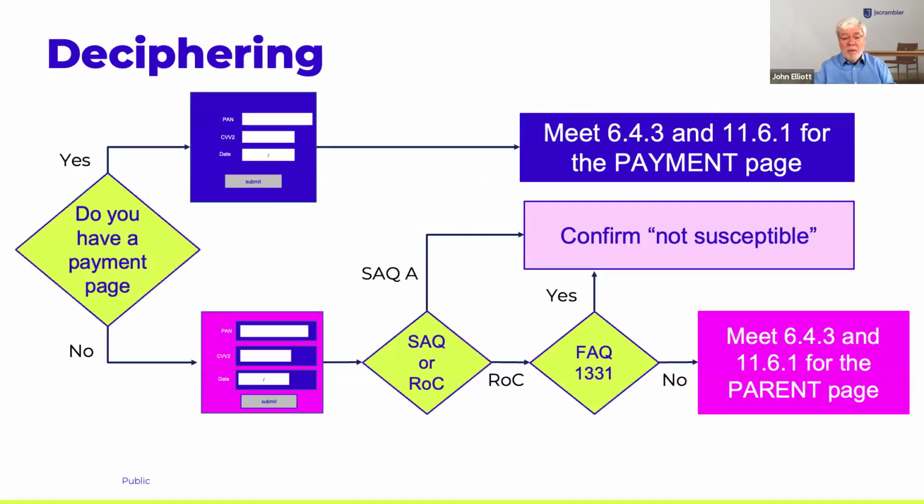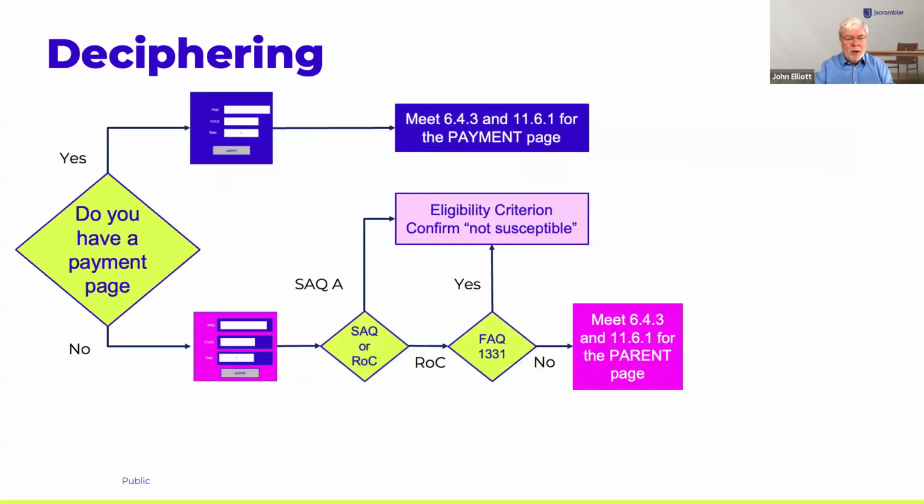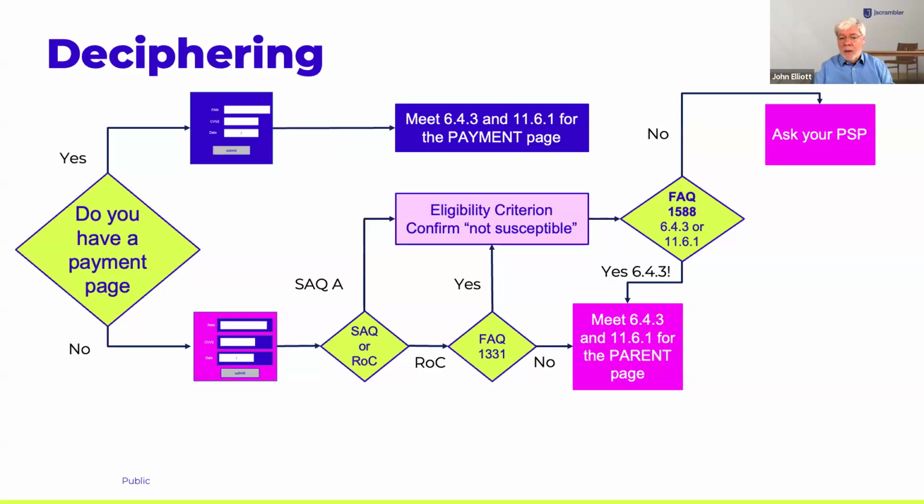So let's change the flowchart. I did this flowchart before this FAQ 1588 came out, so now I have to shrink it down a bit. Okay, so we're now in our eligibility criteria where we're confirming we're not susceptible. So now we look at 1588. One option to confirm we're not susceptible is we can do 6.4.3 and 11.6.1, so we end back at doing 6.4.3 and 11.6.1 for the parent page. Or if not, we ask our PSP, can you confirm that your scripts make it so that your fields are not susceptible to script attacks? And they've got two options, of course.